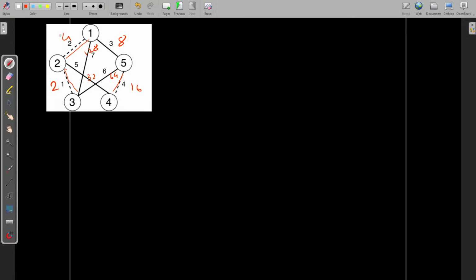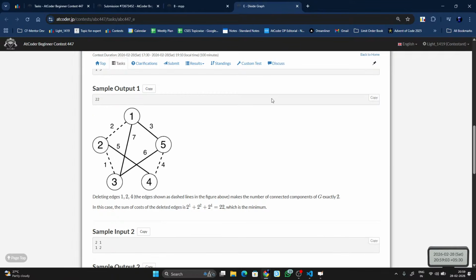So they deleted the edge with weight 4, and they deleted the edge with weight 2, and the edge with weight 16. So they deleted these three edges, 4 plus 2 plus 16, which will be 22. So the sum of cost of deleted edges in this test case is 22, and they have explained it in the solution.